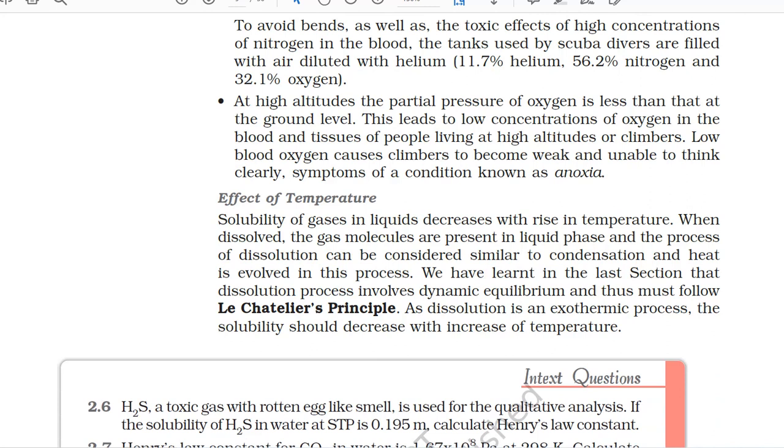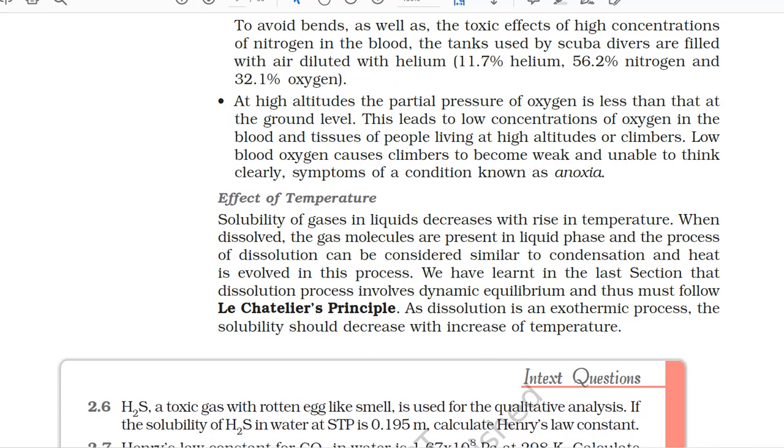To avoid bends, as well as the toxic effects of high concentrations of nitrogen in the blood, the tanks used by scuba divers are filled with air diluted with helium (11.7% helium, 56.2% nitrogen and 32.1% oxygen). At high altitudes, the partial pressure of oxygen is less than that at the ground level. This leads to low concentration of oxygen in the blood and tissues of people living at high altitudes or climbers. Low blood oxygen causes climbers to become weak and unable to think clearly, symptoms of a condition known as anoxia.